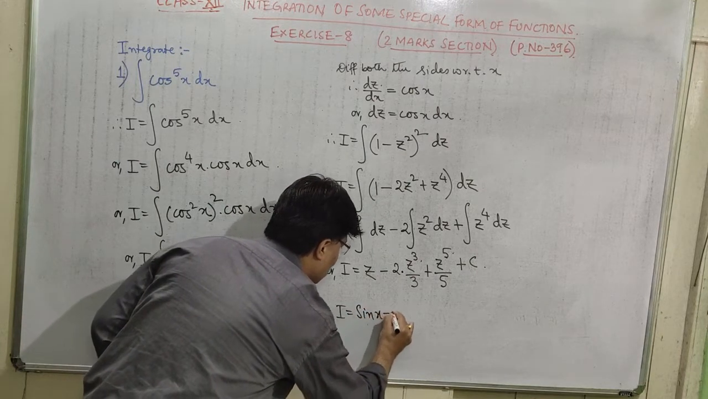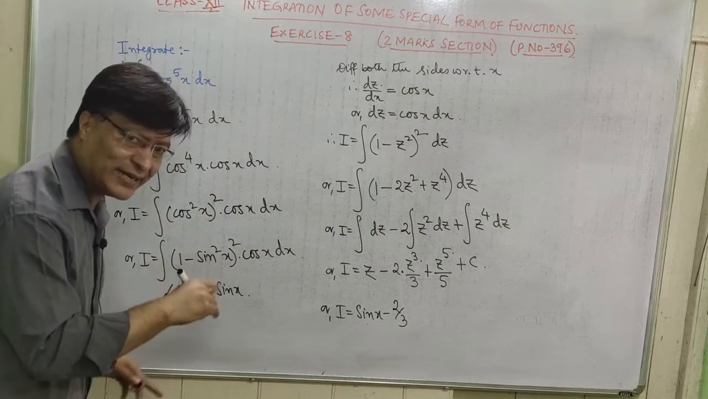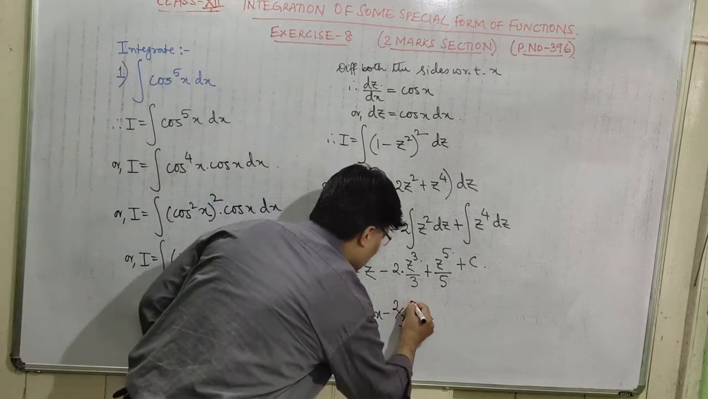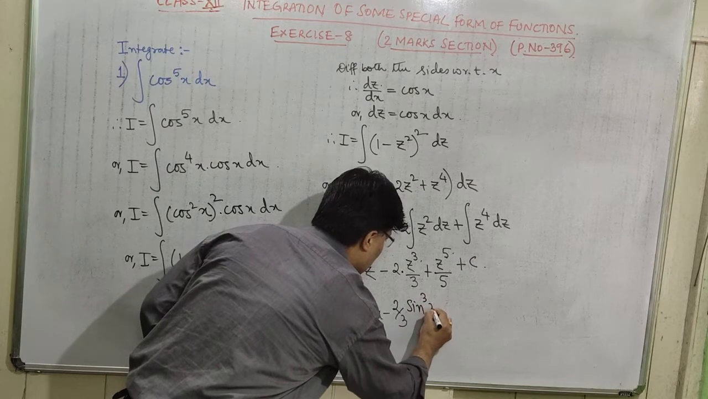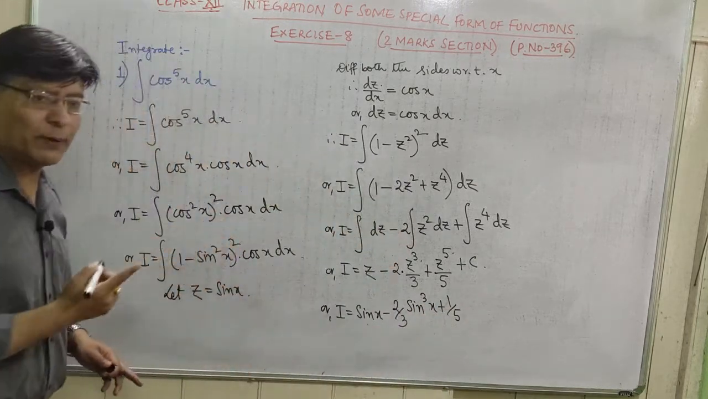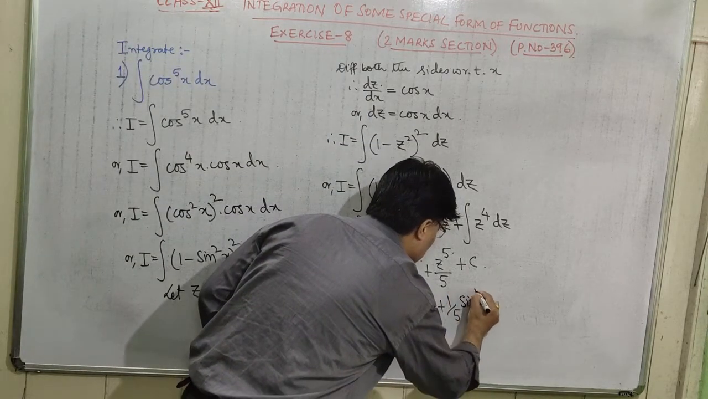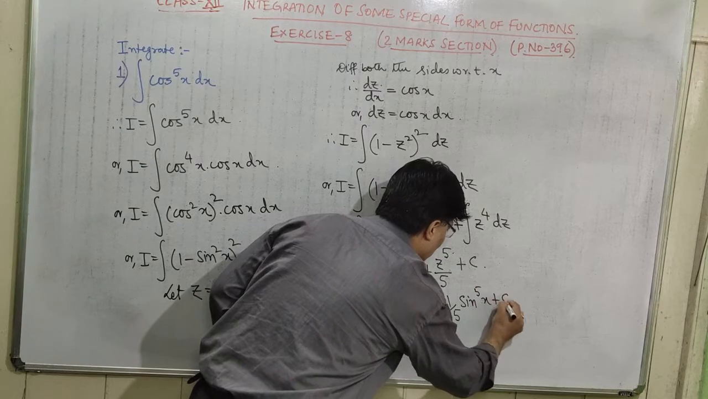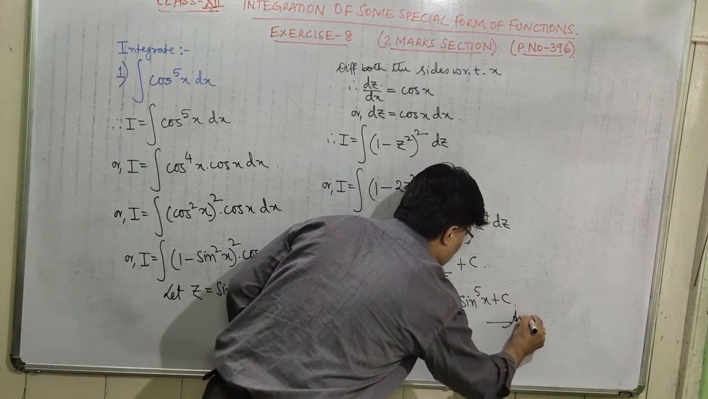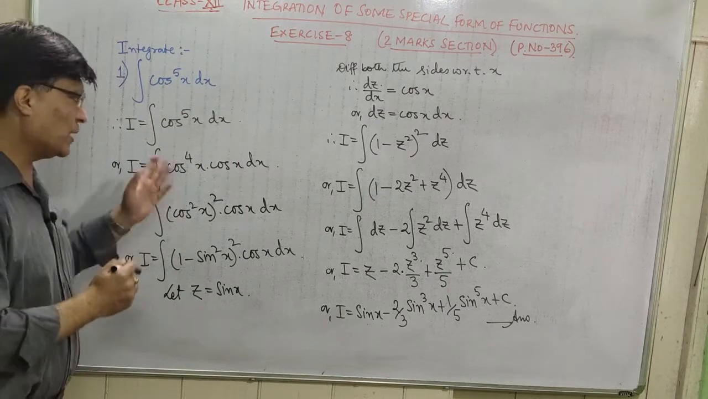So I is equal to, what is z? This is sin x minus 2/3. What is z cube? It is sin x whole cube, that is sin cube x. This is your sin cube x plus 1 upon 5. What is z to the power 5? It is sin to the power 5 x. This is sin to the power 5 x plus c. So this is the final answer. So I think you have understood it. So you can copy it.